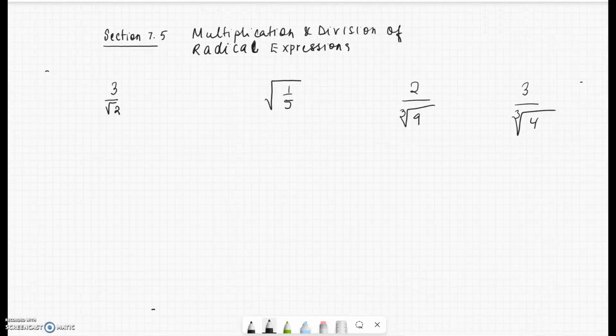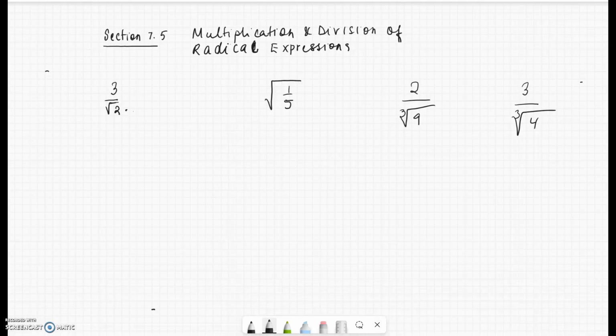So in math, we never leave a radical expression in the denominator. So how do we deal with this? We have a radical expression in the denominator, and the idea is that we need to get rid of it. You can never write your final answer with a radical expression in the denominator, and that's the norm. So basically, how do we get rid of it?